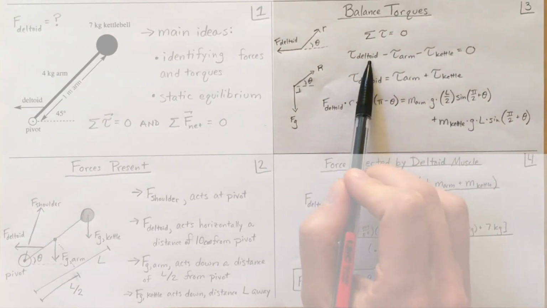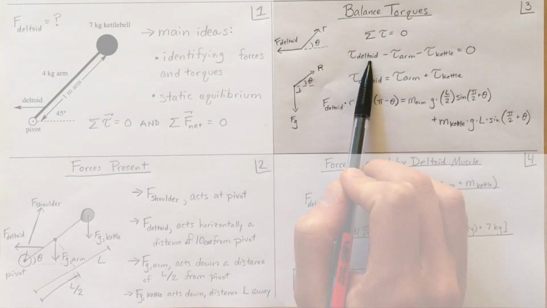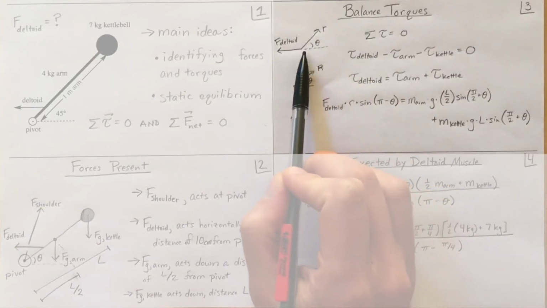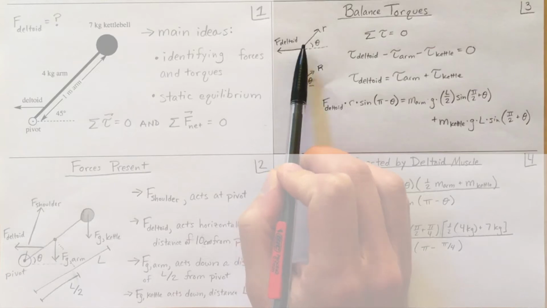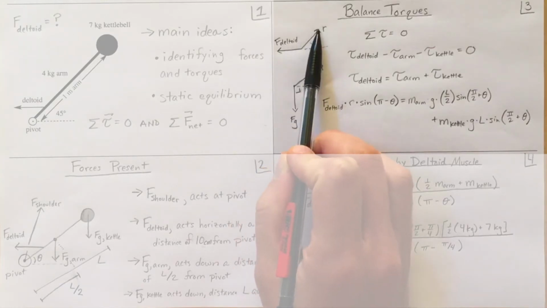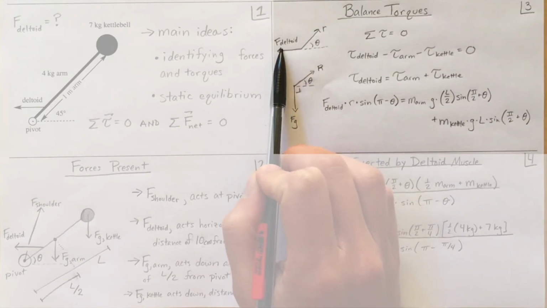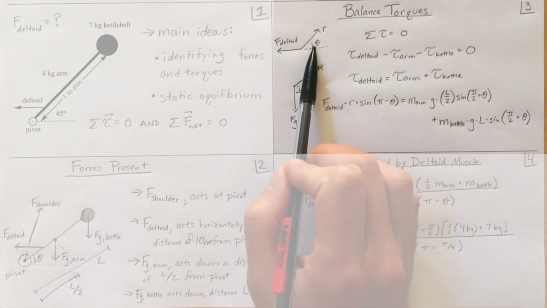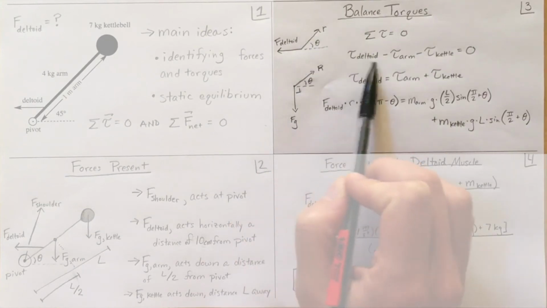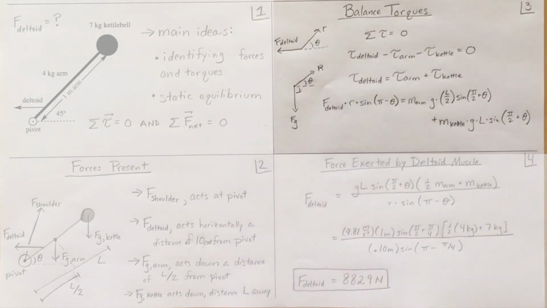The torque from the deltoid force produces a rotation in the counterclockwise direction. We know this if we perform the cross product between r, the vector going from the pivot point to where the deltoid force acts, and the deltoid force, which acts in the horizontal direction. Because this rotation is in the counterclockwise direction, the torque is considered positive by convention.